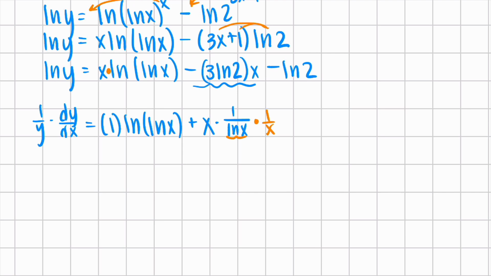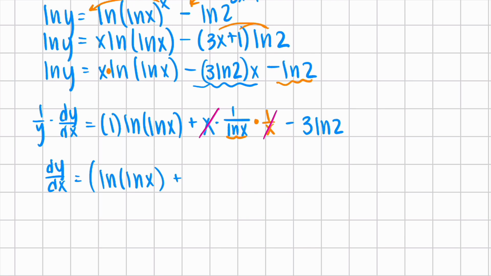Now I want to take the derivative of the second term. 3 natural log of 2 is a constant times x, so my derivative is just minus 3 natural log of 2. Your last term is a constant, so the derivative of that is 0. I'm going to multiply by y on both sides and simplify. I have natural log of x plus, same thing as before, your x and your 1 over x, multiply to get 1, minus 3 natural log of 2.